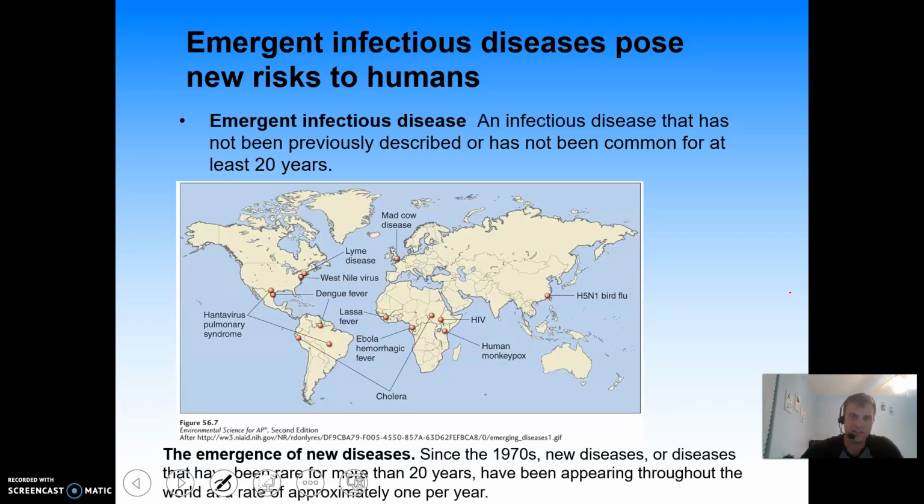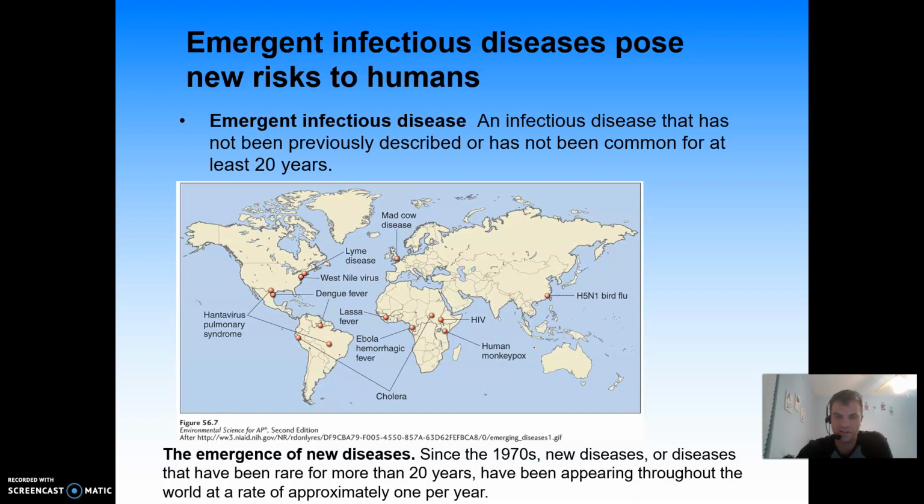Emergent infectious diseases pose new risk to humans. These are diseases that have not been previously described or have not been common for at least 20 years. We can see the emergence of new diseases. Since the 1970s, new diseases or diseases that have been rare for more than 20 years have been appearing throughout the world at a rate of approximately 1 per year. So yes, COVID-19, the coronavirus, does count as an emergent infectious disease.